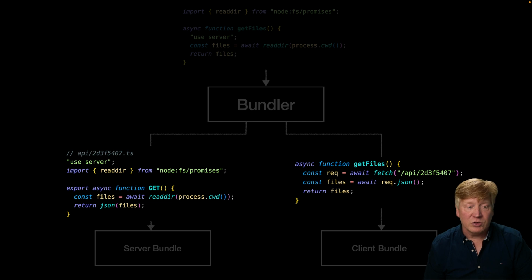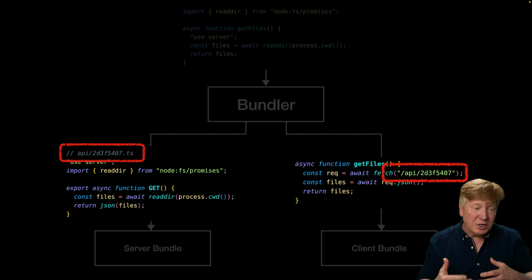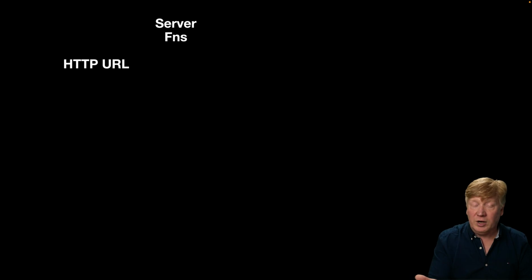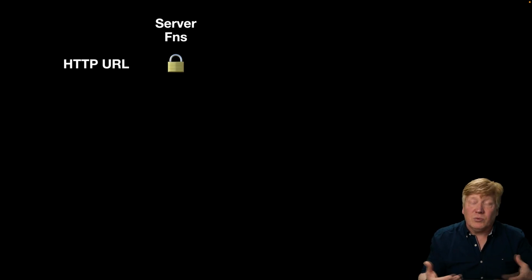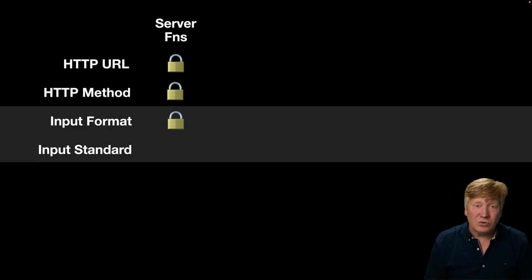So the first trade-off of server functions is that you don't control the URL. The framework does. The framework gets to decide what that URL is. And in some cases, it decides both the URL as well as the HTTP method. So let's start off a nice big table of features by starting off with the server functions and HTTP URL. Well, in this case, it's locked. We don't get to control that. That is not something that we get to specify in the code. HTTP method. In the case of TanStack Start, we get to define that. But in the case of other frameworks, we don't get to define that. Input format. We don't control that.